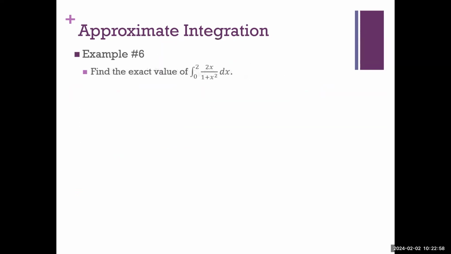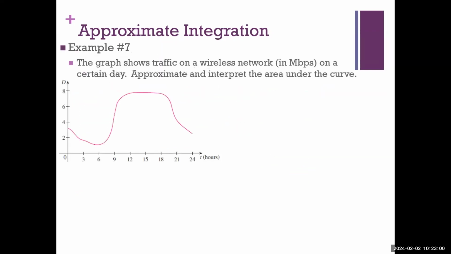Okay, one thing I want to briefly talk about before we put this topic away is there are some applied things that you'll be asked to do on the web work and maybe on the test that sort of look like this. So applied meaning there's a context given to them. So this graph shows traffic on a Wi-Fi network. Do we know what this stands for? It's important. It's bits. So close. Megabits per second.